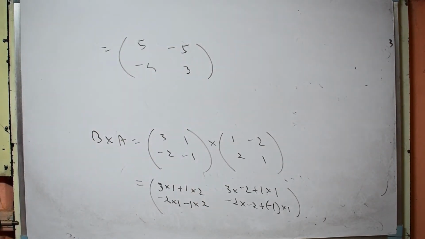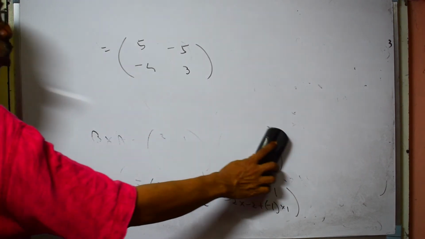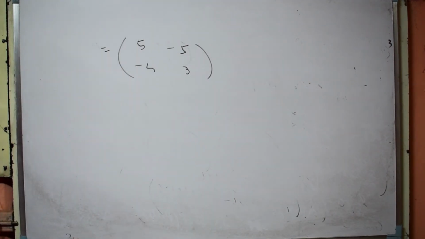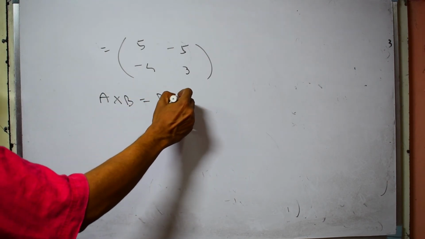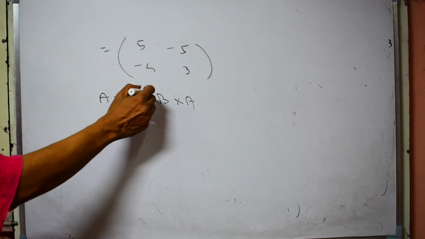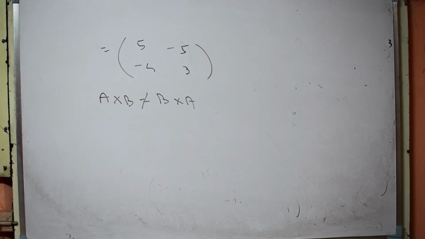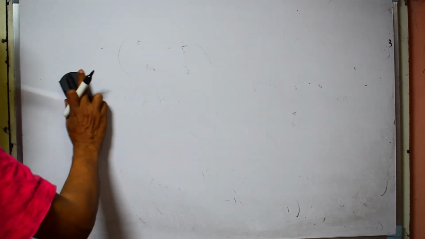One noticeable point is that A into B is not B into A. Very important to note that in matrix A into B, in general we say B into A must be equal, but in matrices they are not generally equal. Sometimes it may be equal, but that is a very exceptional case. That is the idea of matrix multiplication.